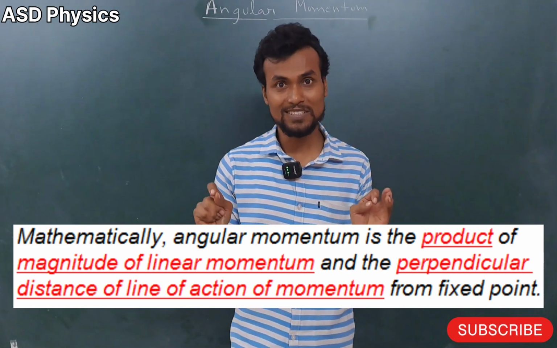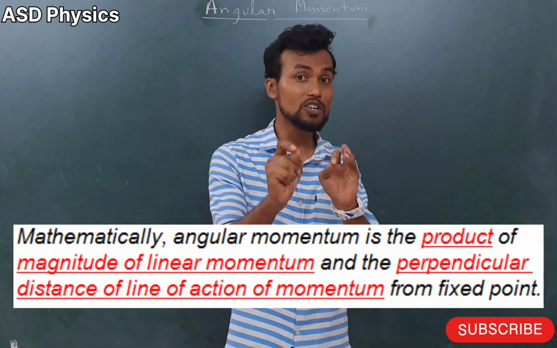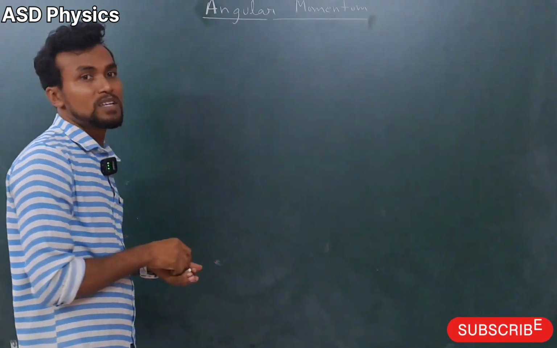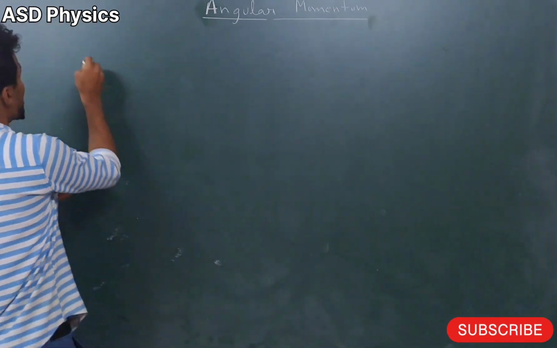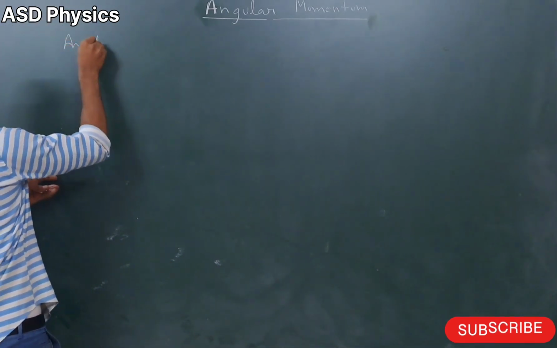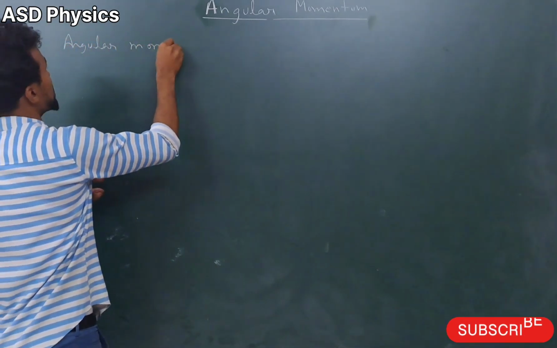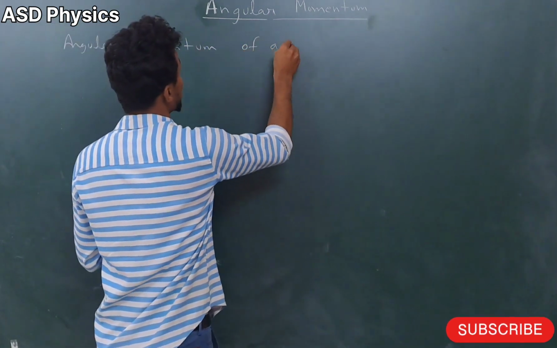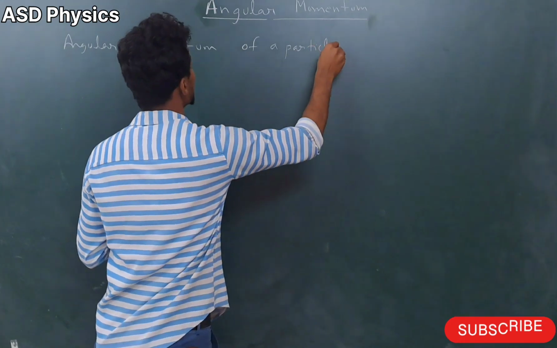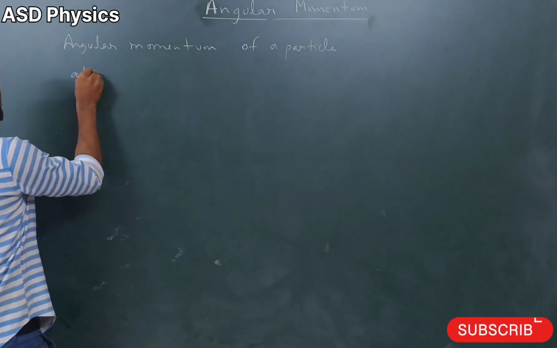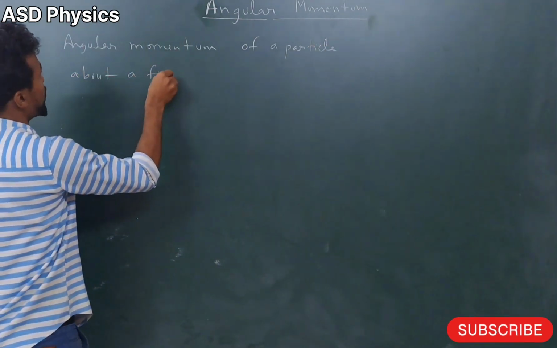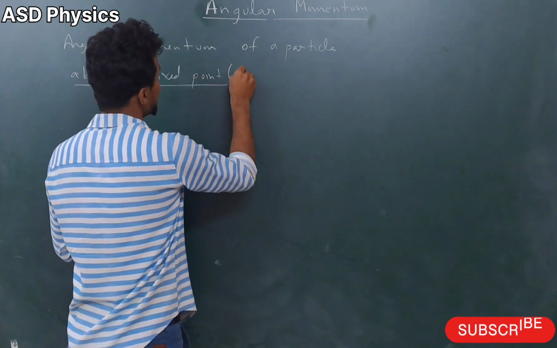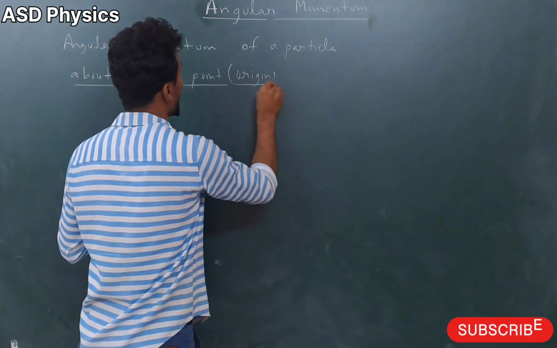The definition is looking somewhat complex here. I will make it easy, I will make you understand this definition. So my dear students, now we are going to put the topic here: angular momentum of a particle. Angular momentum of a particle about a fixed point, and at the basic level this fixed point will be the origin.